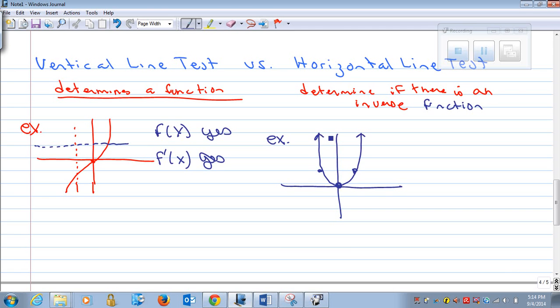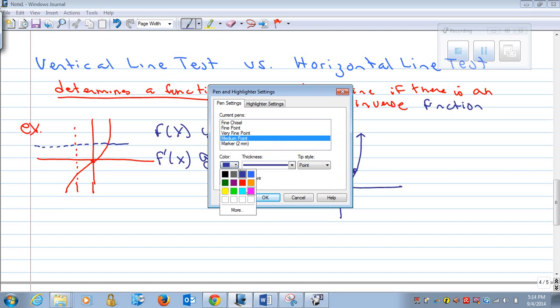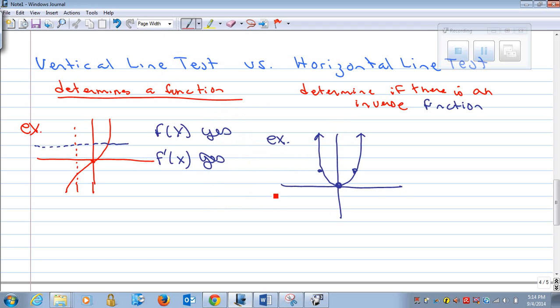All right, so if I draw a vertical line, it passes the vertical line test, so we know that f of x is a function.